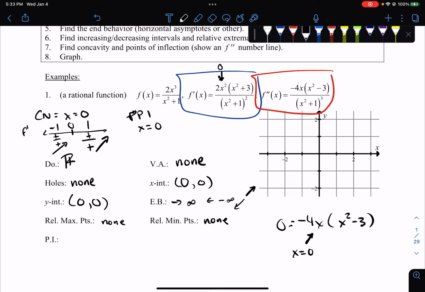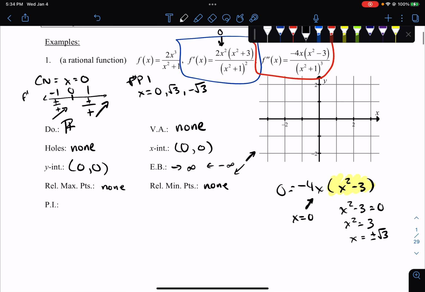But this could also equal 0. If x squared minus 3 is the factor that equals 0, then x squared equals 3, which means x equals the positive and negative square root of 3. I hate it when it does that to us because it's not a nice number, right? So x could be 0, x could be square root of 3, and x could be the negative square root of 3.